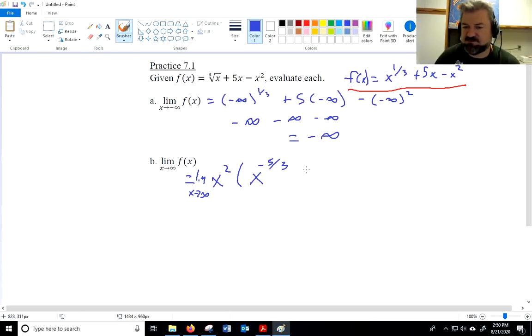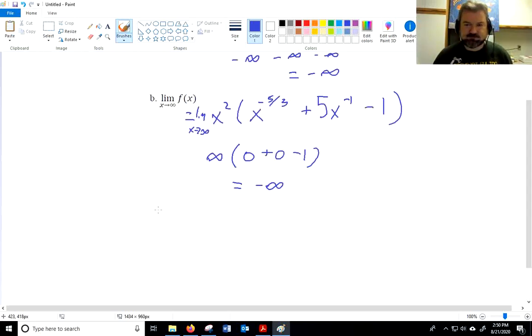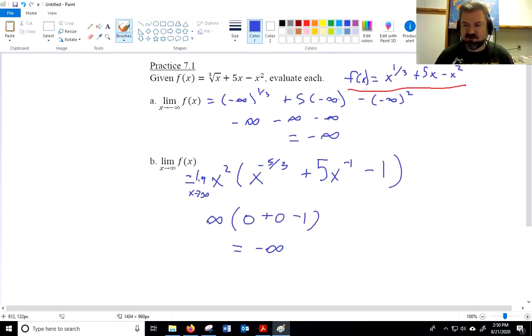Next, I have plus 5x to the first divided by x to the second, which is x to the negative first, and then minus 1. So let's plug in infinity now. We get infinity squared, that's infinity. That's a 0. That's a 0. That's a minus 1. So I end up with negative infinity. All right? So this function went towards negative infinity, both to the left and to the right.